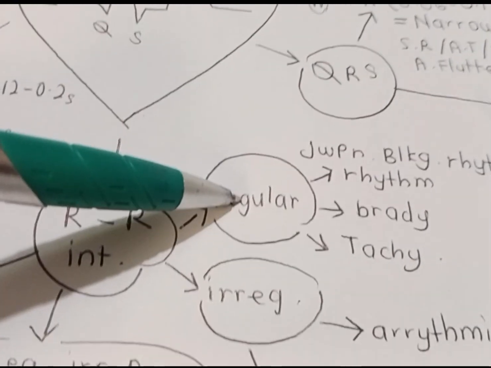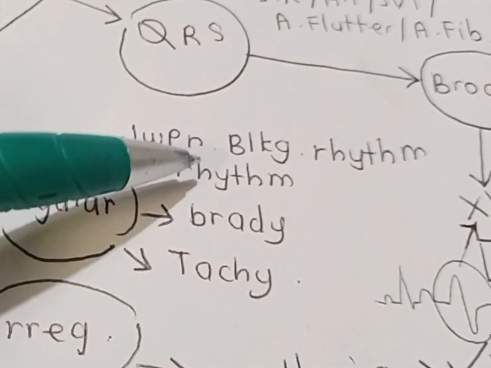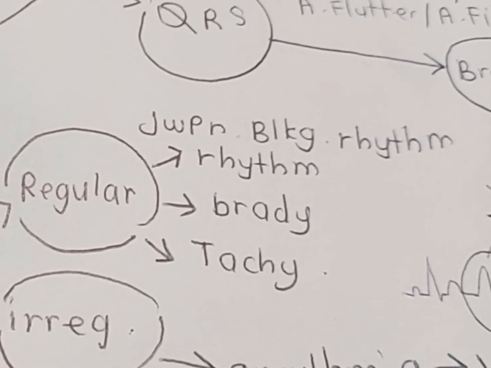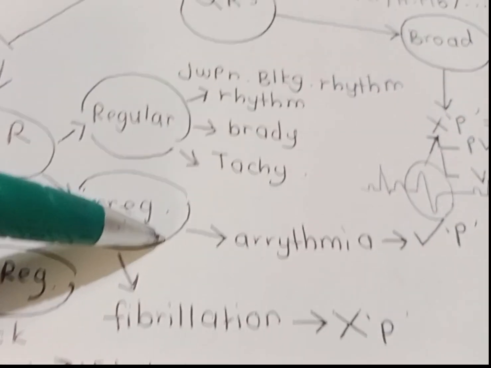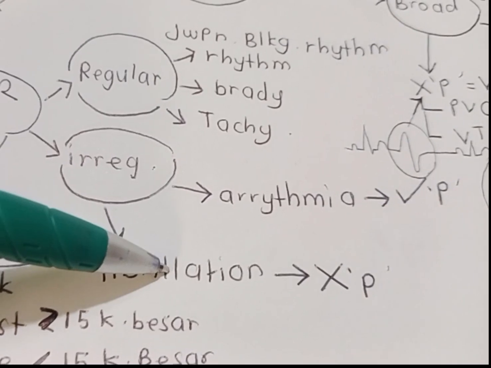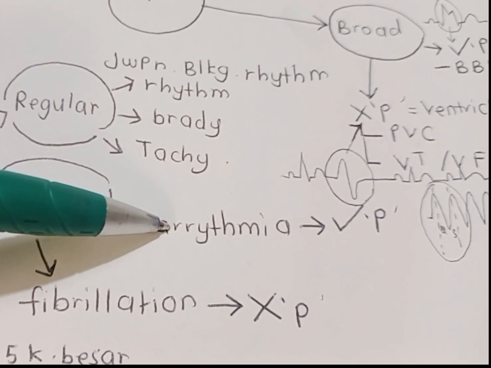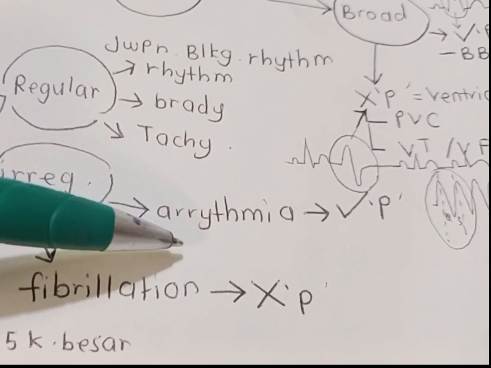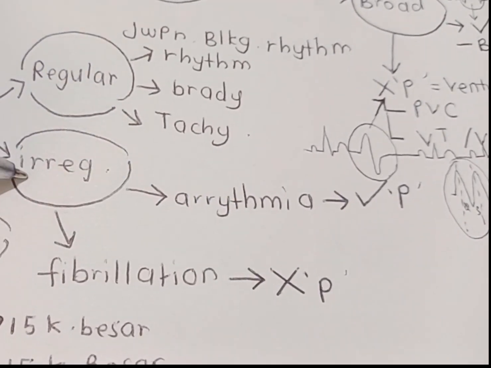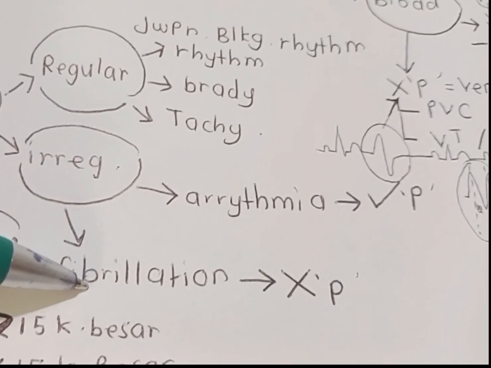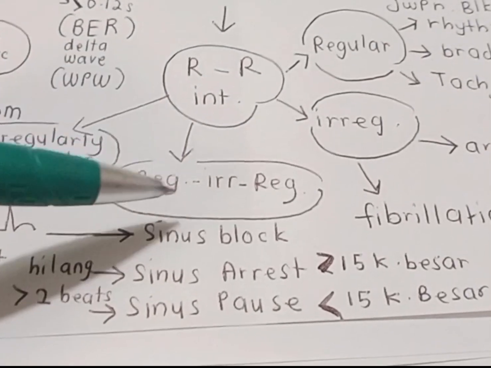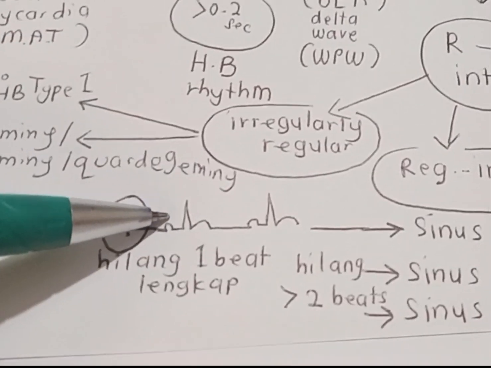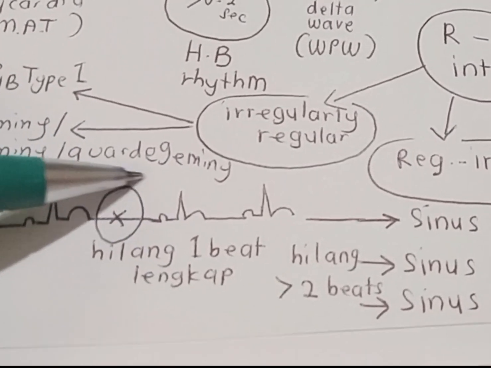When it is regular, the answer of the rhythm might be a sinus rhythm, or brady, or tachy. When the RR interval is irregular, the answer of the rhythm might be arrhythmia or fibrillation. If arrhythmia, we need to look for the P wave. If there is a P wave, it is called arrhythmia. When the P wave is absent and the rhythm is irregular, it is fibrillation. If we get a regular, irregular, regular rhythm, it might be sinus block. Sinus block means one complete beat is missing.